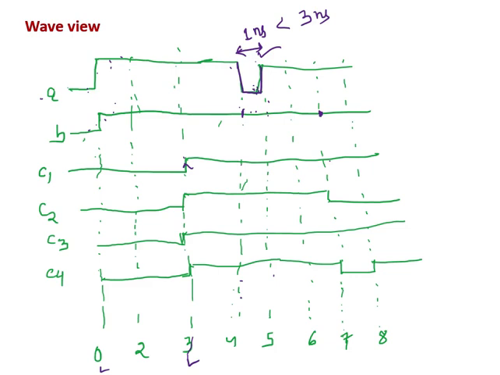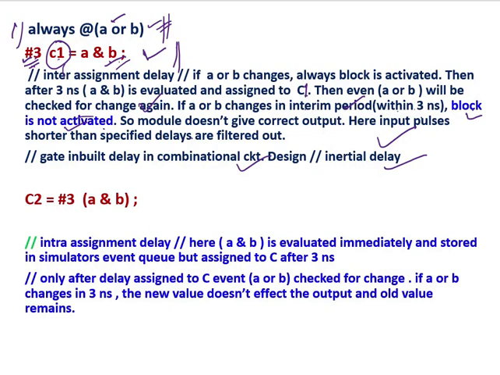Okay, next one is C2 equal to #3 A and B. So this is an intra-assignment delay. What it is saying is that here A and B are evaluated immediately. A and B will be assigned to C2 after 3 nanoseconds, but A and B are evaluated immediately and stored in the simulator's event queue. That is the inside part. A and B will be evaluated at 0 nanosecond, but assigned to C2 after 3 nanoseconds.